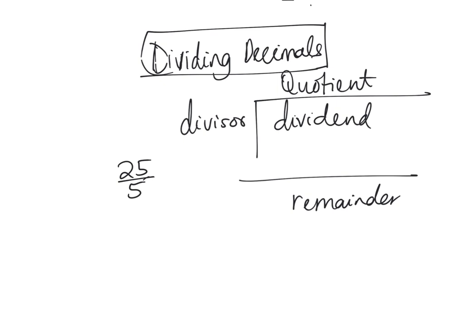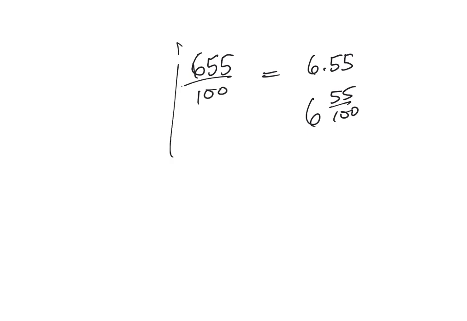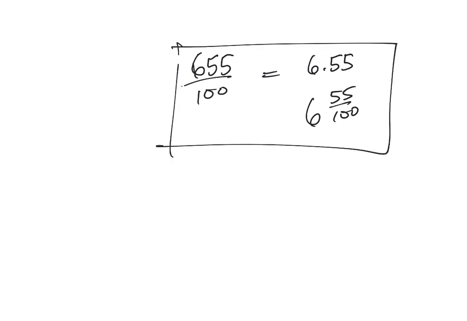Now if we look at a situation where we're dividing 655 divided by 100, we know that this problem will become 6.55 because we're moving the decimal 2 times to the left. Another way of writing this is 6 and 55 over 100, which is, if you do 100 times 6 plus 55, you get 655 over 100. So you could convert from the mixed fraction to the improper fraction. But the idea here is when you're dividing with multiples of 10, no problem.